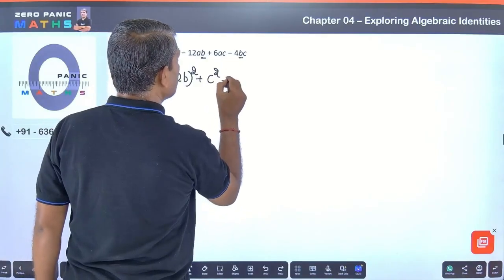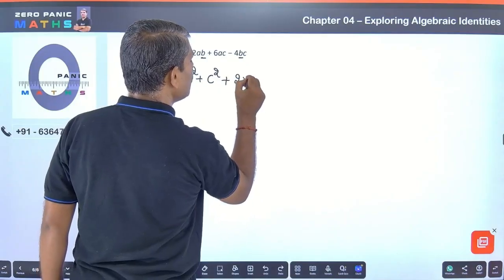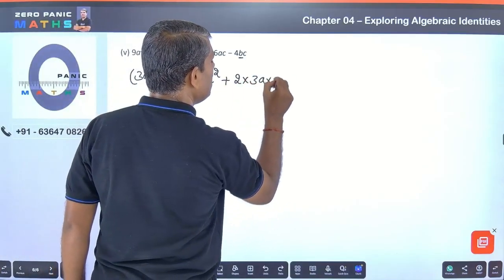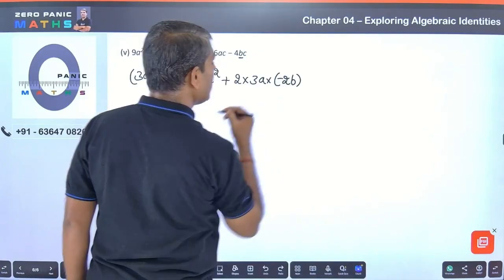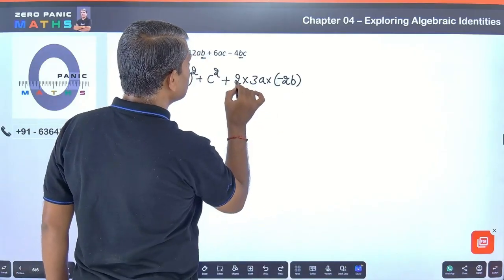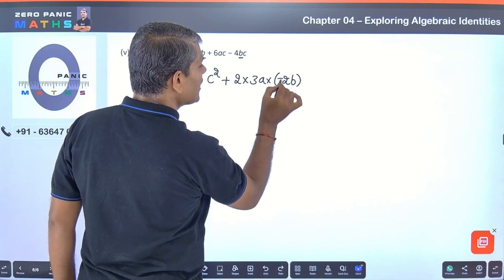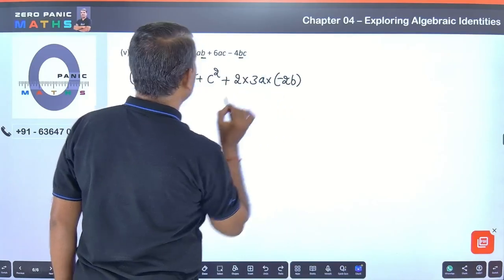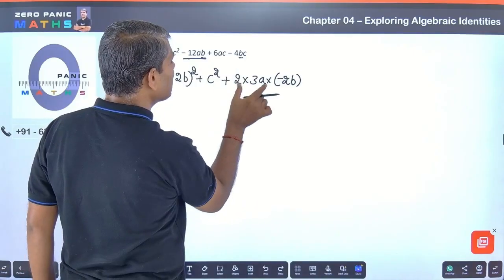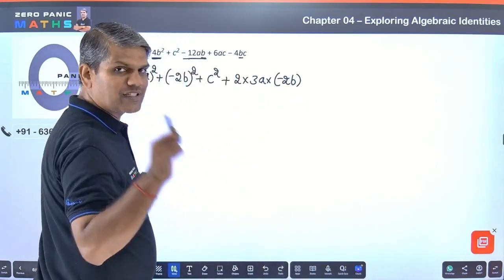Now plus 2ab. I have to write 2ab, so let me write it as 2a, and what is a? a is 3a. And what is b? b is minus 2b. I have the value here. Now the multiplication of all this: 3 2s are 6, 6 2s are 12, with minus. So minus 12ab. You see that? Minus 12ab. That is how I've written it in the form of plus 2ab. Hope you got this.